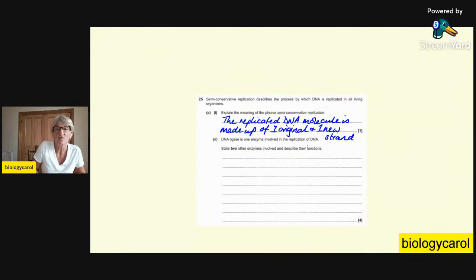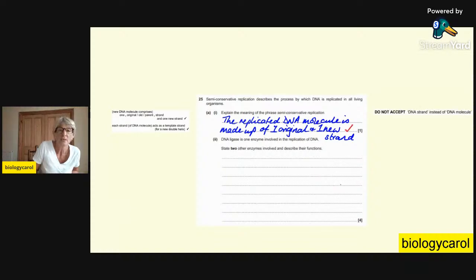DNA ligase is one enzyme involved in the replication of DNA. State two other enzymes involved and describe their functions. Can I just say, these are the two enzymes that you have to know about. You may not have been taught that DNA ligase is involved in DNA replication, and you don't need to panic that you haven't been. You will come across DNA ligase in other contexts. In fact, for OCR, you do learn about DNA ligase because you learn about the lagging strand. Apologies, yes, you do. But the core content of DNA replication is about these two enzymes.